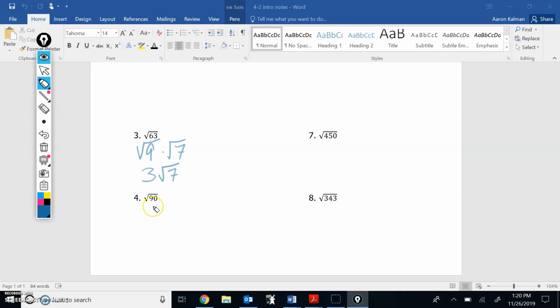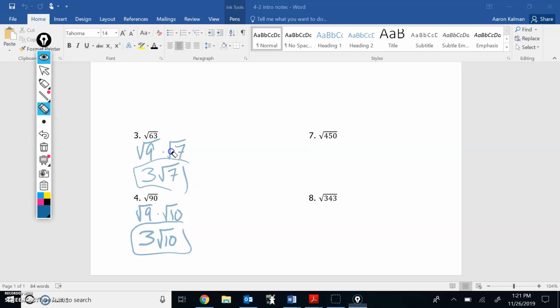The square root of 90, the biggest perfect square, surprisingly, that goes into 90 is also 9. There is no other bigger perfect square. So it ends up being 9 times 10 gave you 90. So we can do the square root of 9, which is 3. We cannot do the square root of 10, so we leave it just like that.